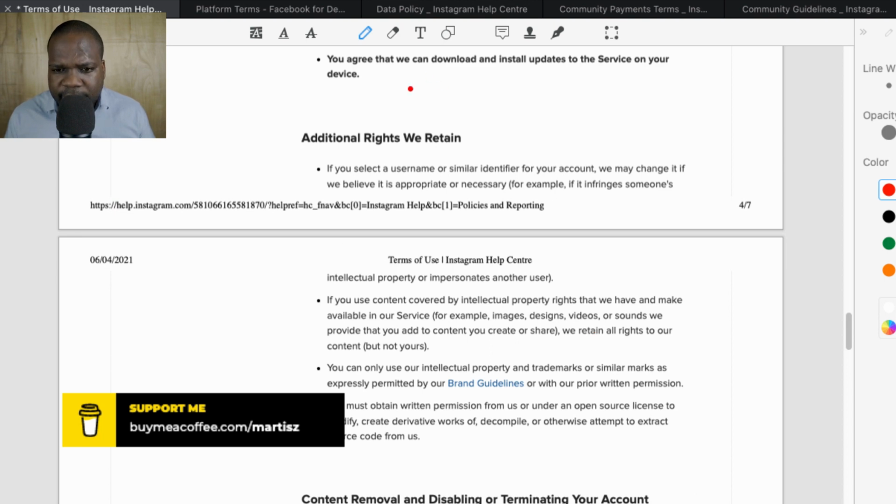Okay, this is rights we retain. So they have certain kinds of rights if we talk about your username. If you use content... yeah, you need to watch out for this. If you do not know what intellectual property is, just try not to use other stuff from other people. If you use that, this can be a reason to suspend your account or delete your account, or a breach of the terms and conditions. That's something you need to watch out for.